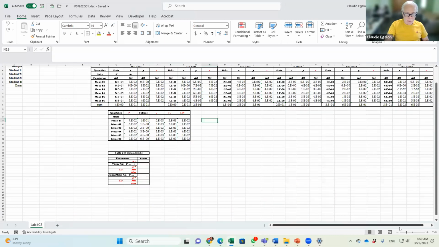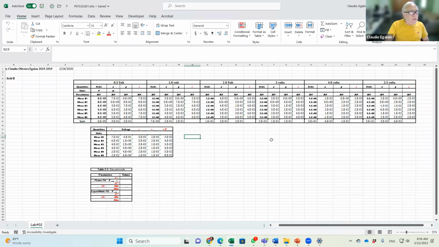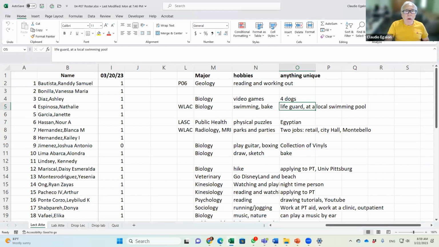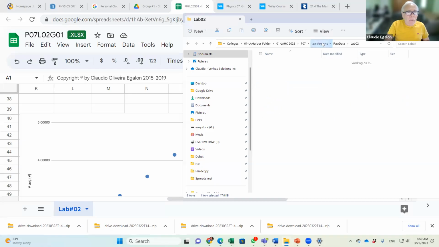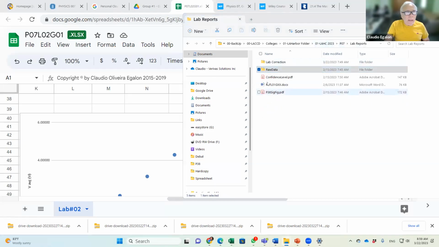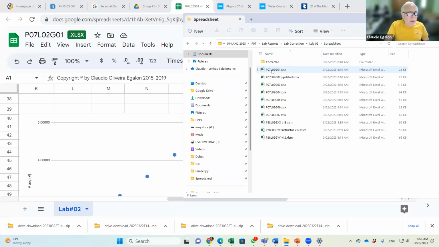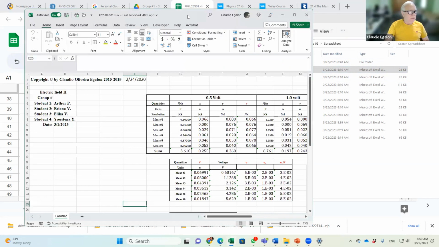See, I don't see any. Oh, must be the wrong file. Is that the raw data? That's the wrong one. Lab number 2, group number 1, right? Lab number 2, group number 1. Let's take a look. Must be this one. Let's take a look here.